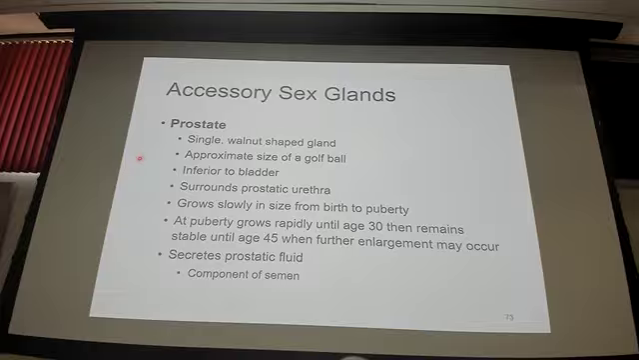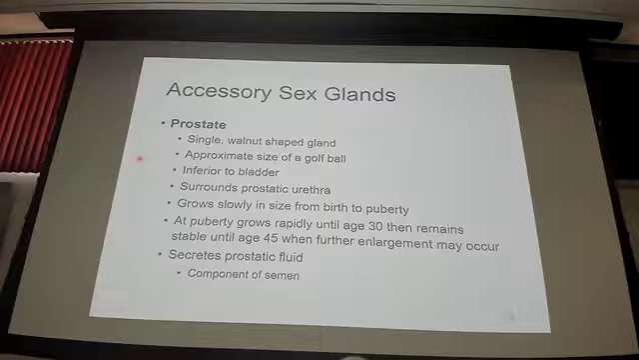Prostate gland, walnut shape, about the size of a golf ball, depending on how old you are. We're going to talk about benign prostatic hyperplasia. It goes from golf ball to tennis ball in a lot of people, honestly. It causes a lot of problems in older men because prostatic enlargement is a pretty ubiquitous and universal thing that happens as men age. It starts to encroach on the urethra, and then you get obstructive urinary symptoms.